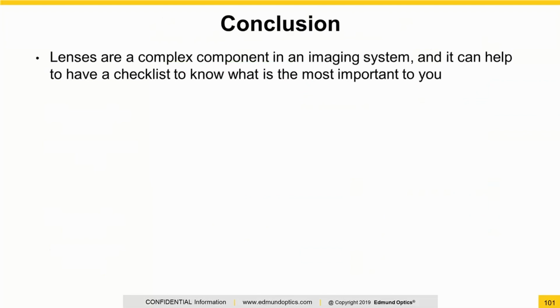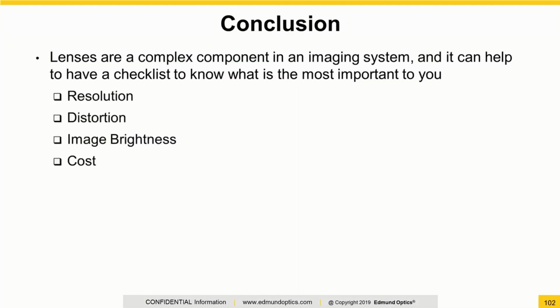So I want to wrap up really quickly. Lenses are really complex, right? We've gone through a lot of different things, and we've just barely skimmed the surface on some of these lens curves and really digging into only a couple of them in great detail. So it can be important to derive a checklist from some of these things. The important things to think about are resolution and distortion, image brightness, and cost. And all of these things will push and pull on one another.